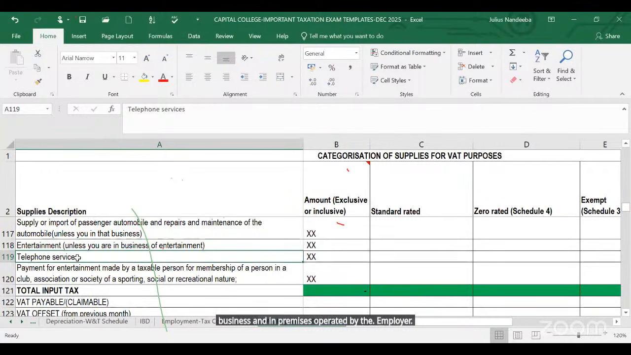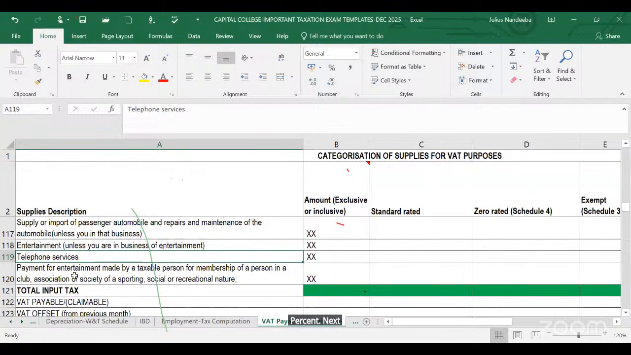When it comes to telephone, we limit the claim to 90%. And how do you calculate the 90%? You get the telephone bill, assume it was exclusive, you first apply 18%, get the VAT amount, from the VAT amount, apply 90%. That is what you claim, because we are disallowing 10%.